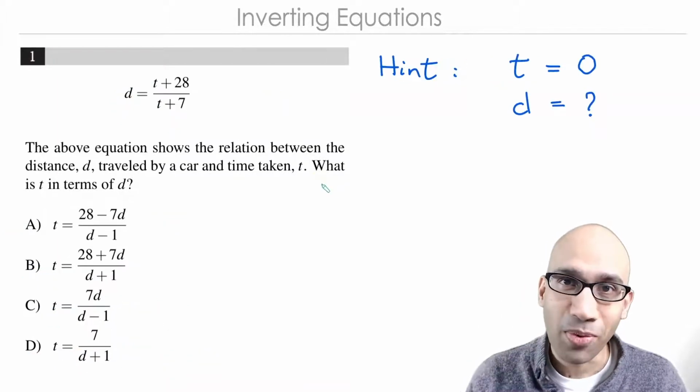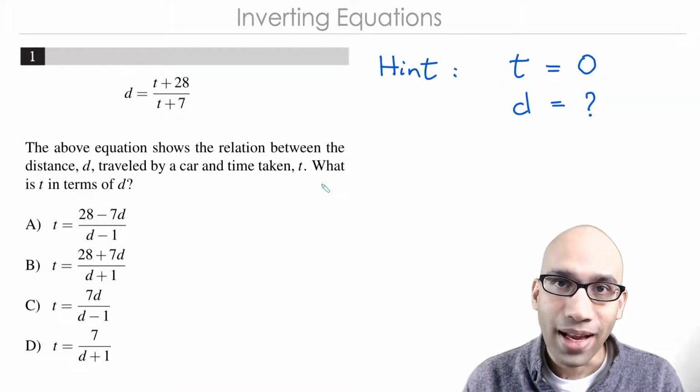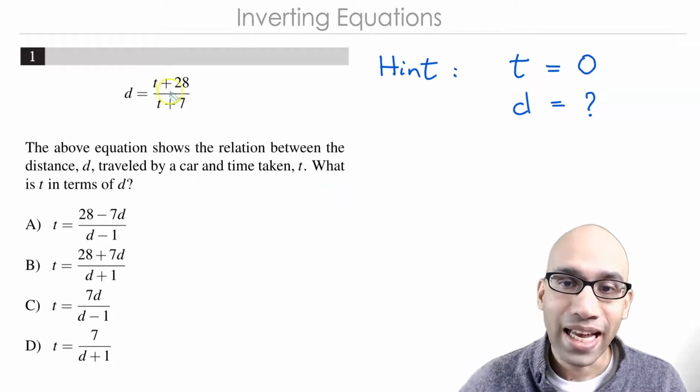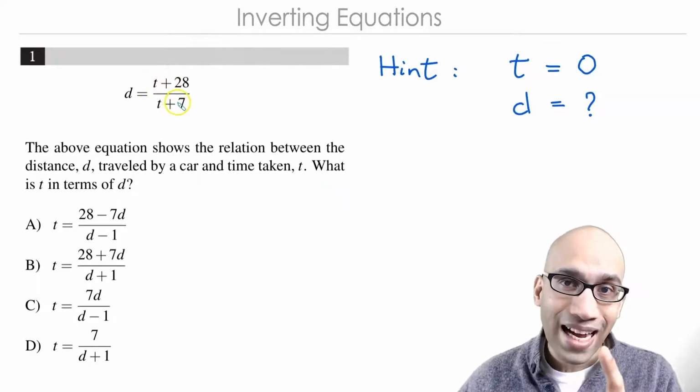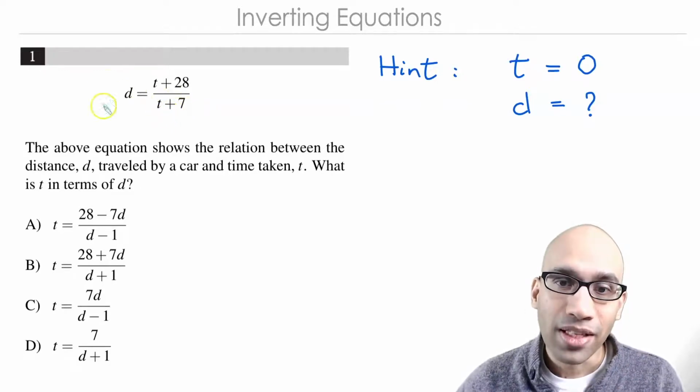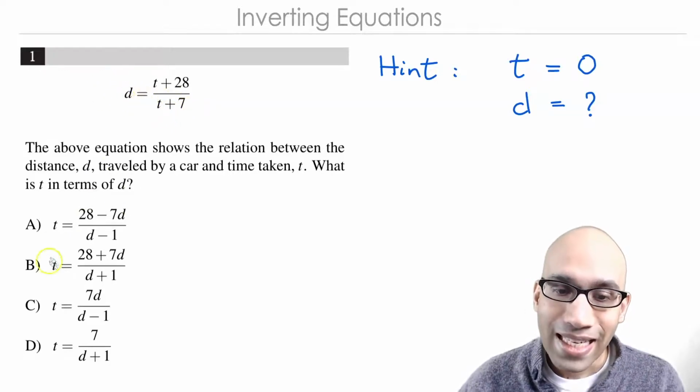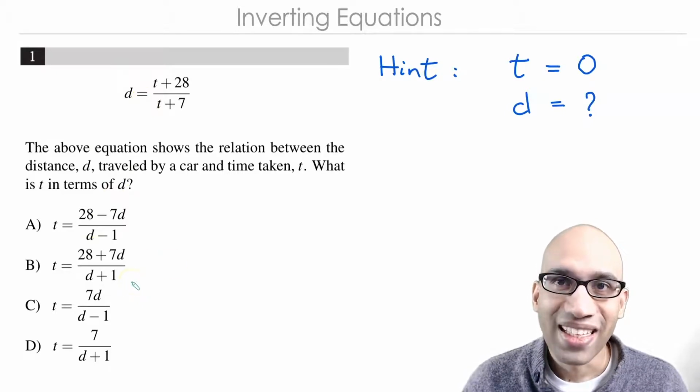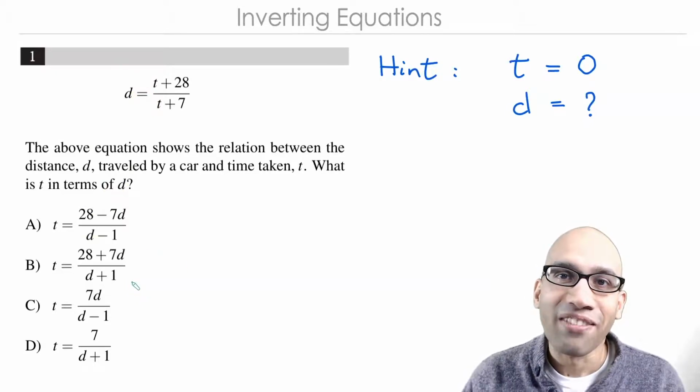Now you try this problem exactly the same way. The hint here is again to take the variable on the right-hand side and set it to be equal to 0, and then find out the value of this variable on the left-hand side, and then see how these choices check out. I'll wait here for a few seconds.